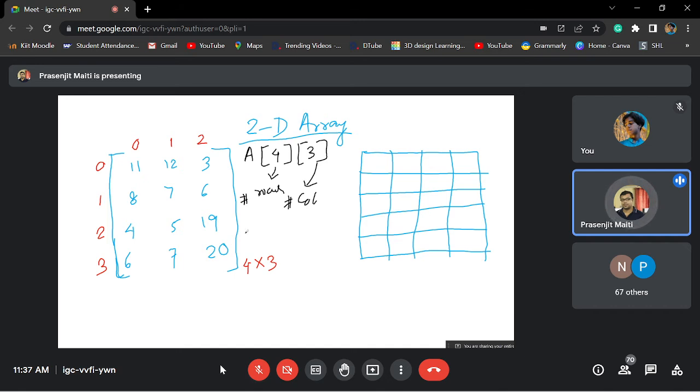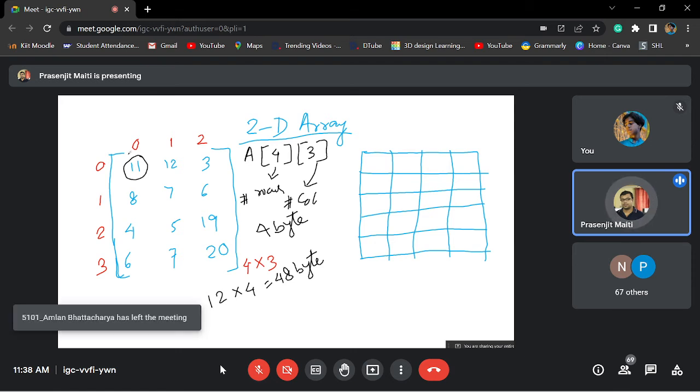Now, if it is an integer array, and to store one integer value we need 4 bytes, how much space is required to store this array? 12 elements are present, so 12 into 4 equals 48 bytes. To store just one integer value, say 11, we need 4 bytes of data space. To store 12 integer values, we require 12 into 4, 48 bytes of space.